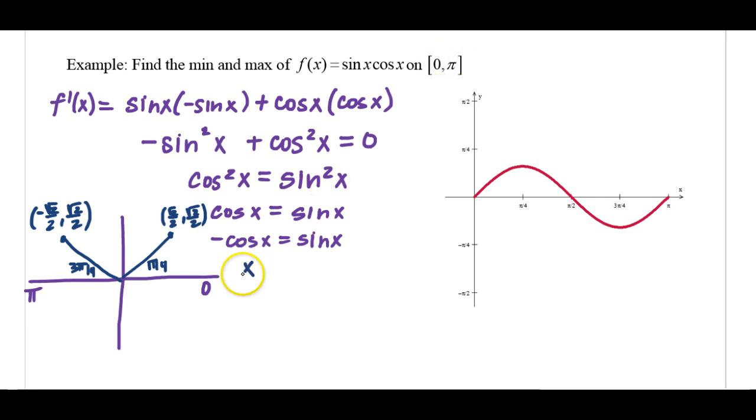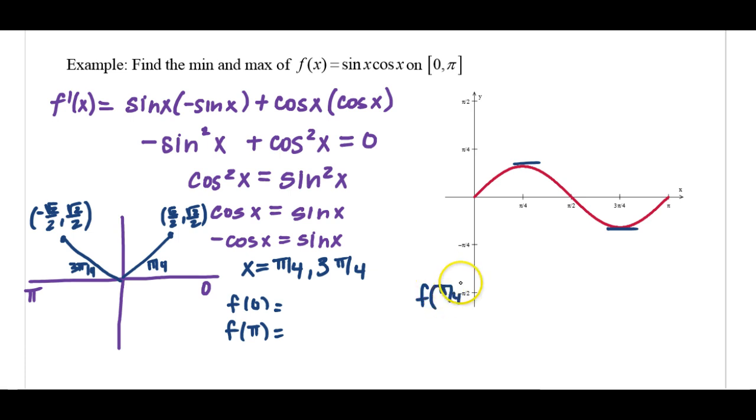So my two critical values are then pi over 4 and 3 pi over 4, which, if you see the graph again, wouldn't be given. It does correspond to where I'd have two horizontal tangent lines on this particular function. So now I have to test the critical points, pi over 4 and 3 pi over 4, and the endpoints 0 and pi in the original function. So I have to do f of 0, f of pi, and then f of pi over 4 and f of 3 pi over 4.